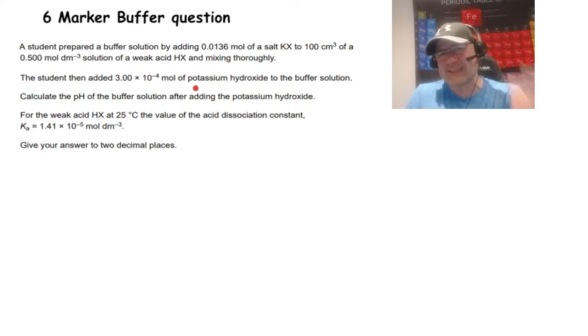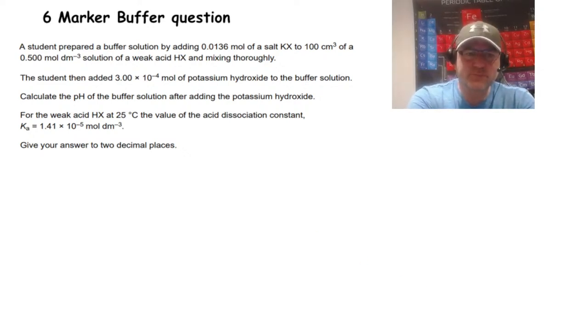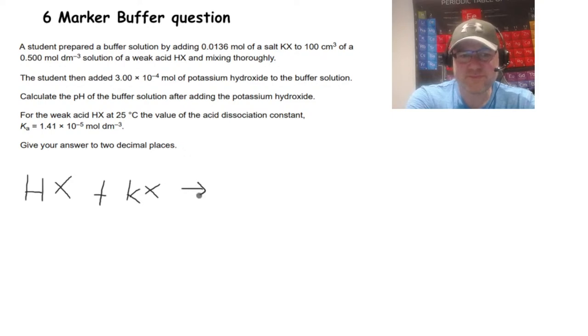Right, guys, is potassium hydroxide an acid or an alkali? What do you reckon? Potassium hydroxide, acid or alkali? Yeah, absolutely. Potassium hydroxide is alkaline. So what we're going to do, first of all, is write a little equation out. All right, awesome. The student made a buffer solution with a salt and a weak acid. So look, we've got our weak acid, HX. And then we've got our salt, okay? Then they're adding potassium hydroxide, actually. So, cool.